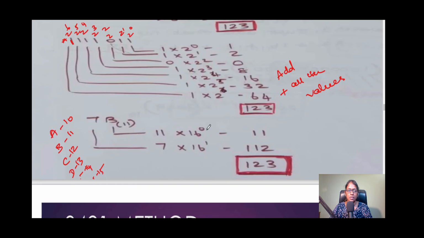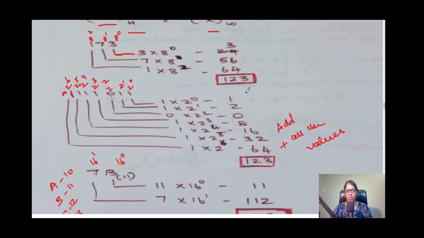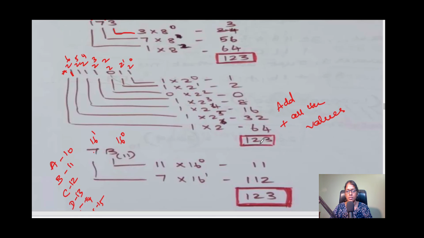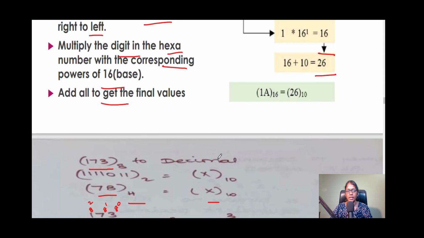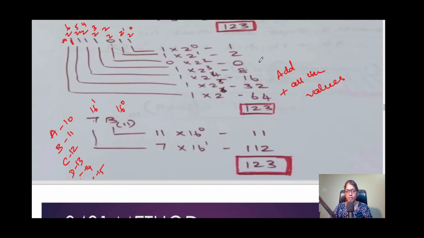So 11 into 16 power 0, and 7 into 16 power 1. If you multiply this, you will get 11 here, and then 7 into 16 is 112. So the total is 123. So 123 is its equivalent decimal value. You see, my conversions are all correct: octal to decimal 123, binary to decimal 123, and hexa to decimal 123. Because I took only 123 for the various conversions, you will get the same value in all the conversions.